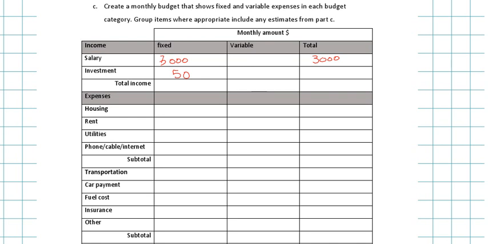So if I add this for the total income, I have nothing for the variable, right? So that's gonna add to 3,000. Okay? Basically, if you add these two, they're gonna equal to this, and if you add these two, they're gonna equal to that, right? So they should always be consistent, right?